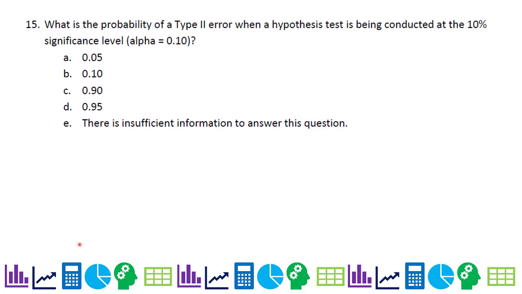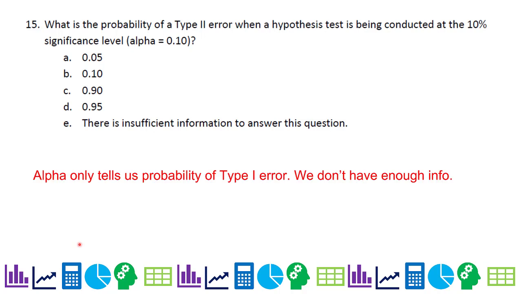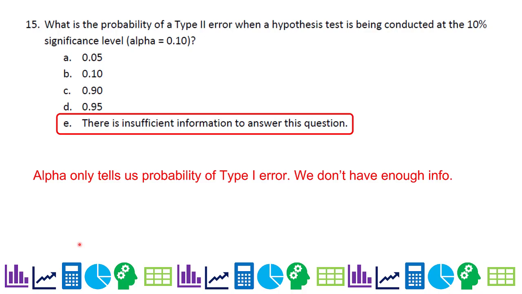Number 15. What is the probability of a type 2 error when a hypothesis test is being conducted at the 10% significance level? Alpha is 0.10. Well, alpha only tells us the probability of type 1 error. We really don't have enough information for this question.